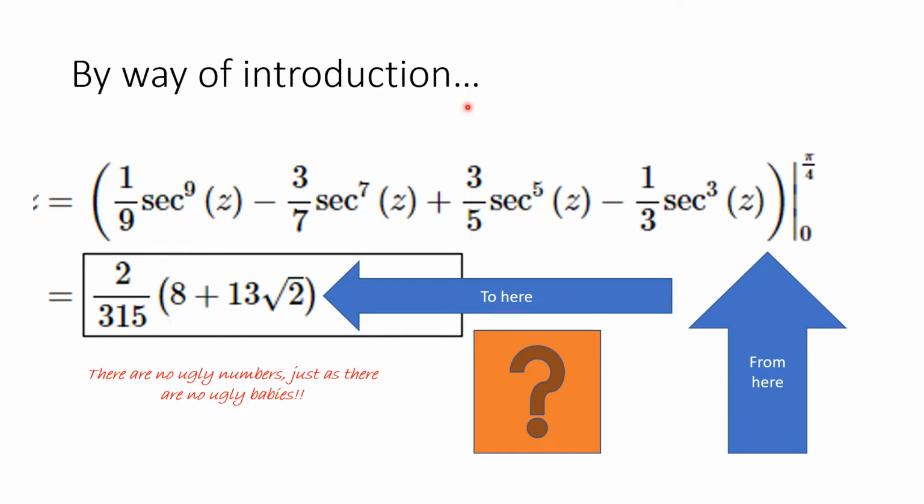By way of introduction, a student asked for more detail in going from this step in the problem, where this was the antiderivative that we were going to be evaluating at pi over 4 and then 0 using the fundamental theorem of calculus. And the student requested more detail going from this step over here to this number. And so that's the question that we're going to address here in this video.